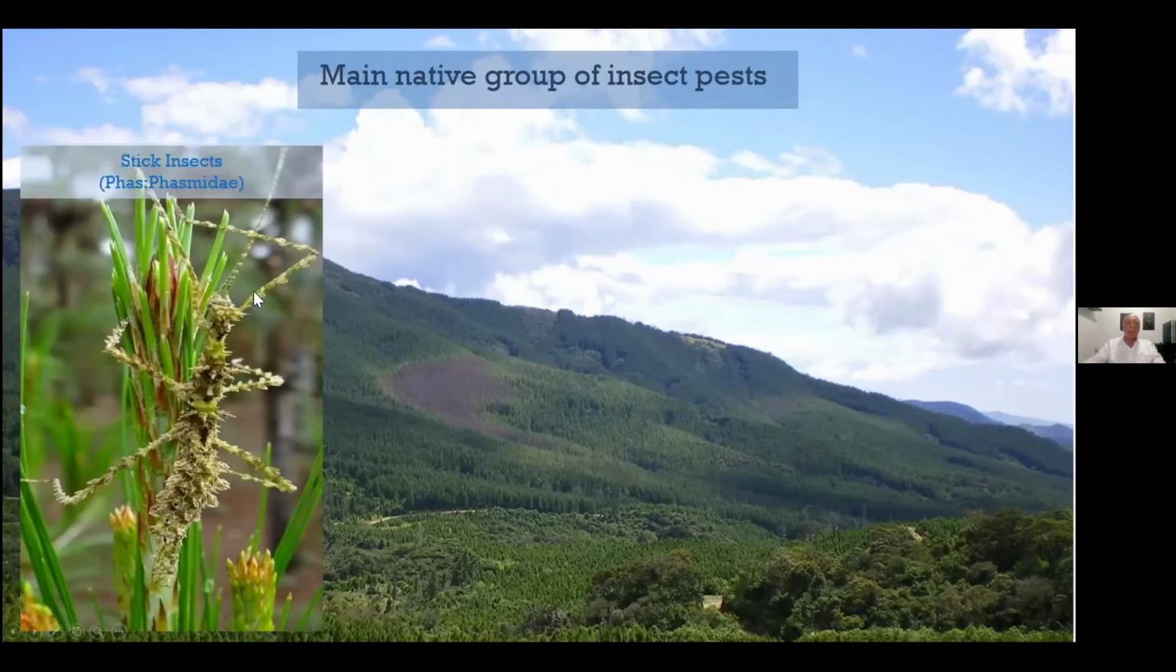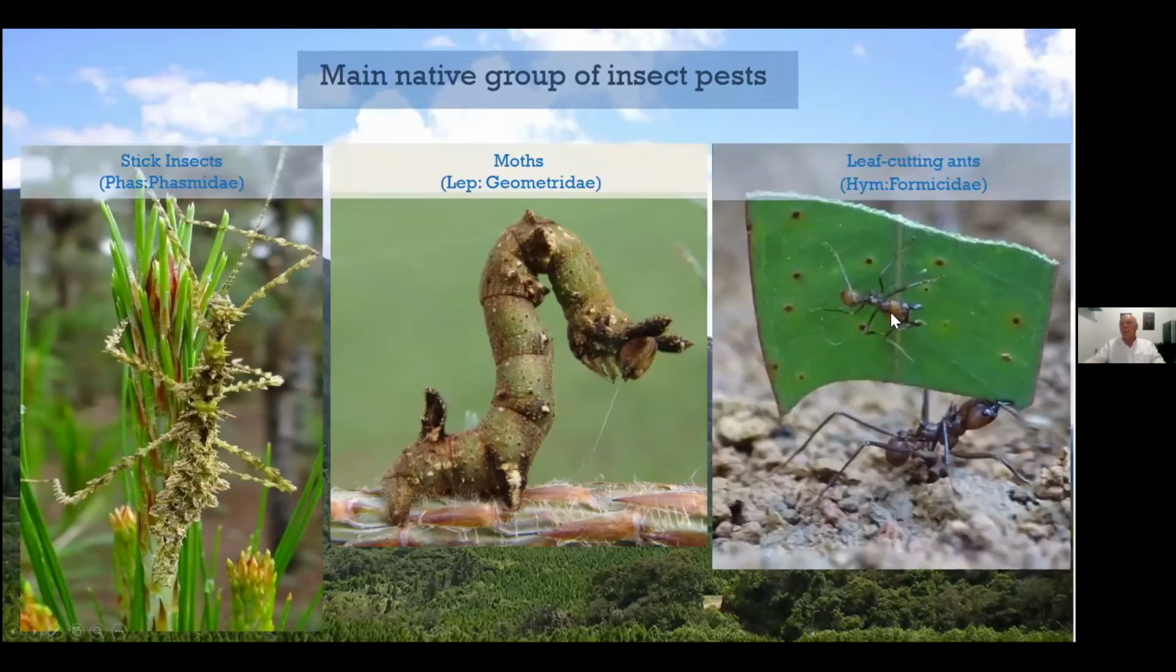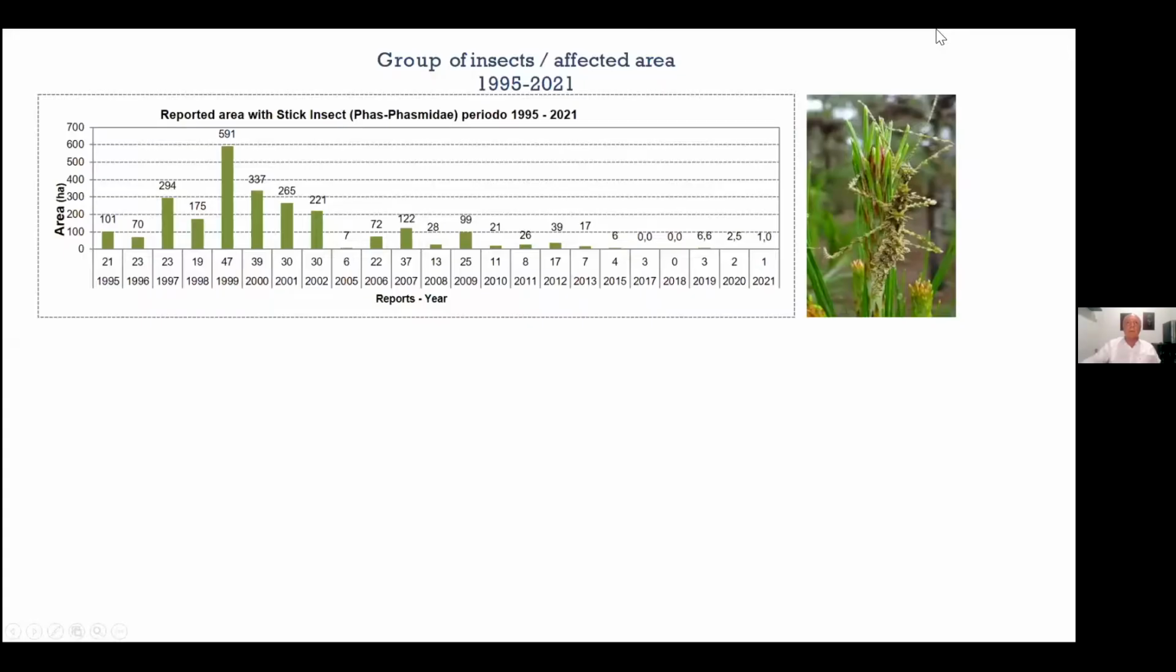Now, the main native insect pests that affect plantations in Colombia are composed of 3 important groups: stick insects, Phasmidae or Phasmatodea, Lepidoptera geometrid larvae, and leaf-cutting ants. From this group of insects, in the information that I am going to show you, we provide an overview and historical background of the main pests and diseases on commercial non-native trees, especially pinus and eucalyptus, in the company Smurfit Kappa.